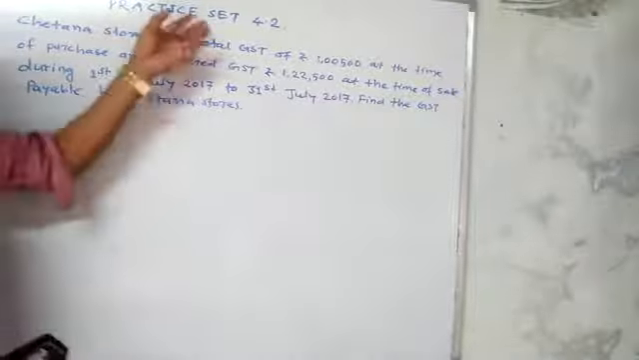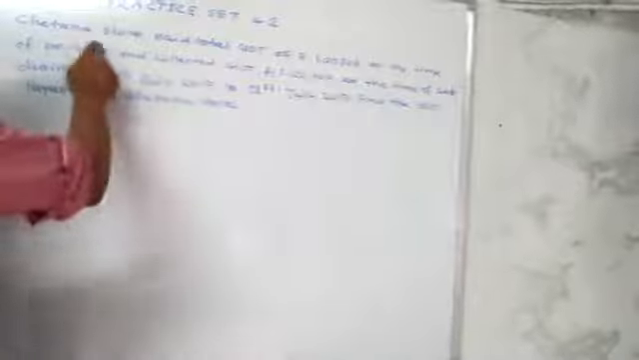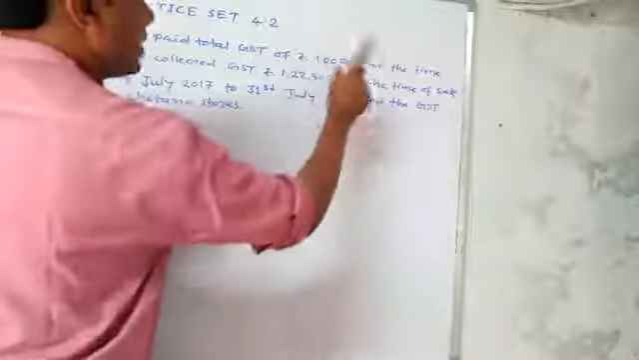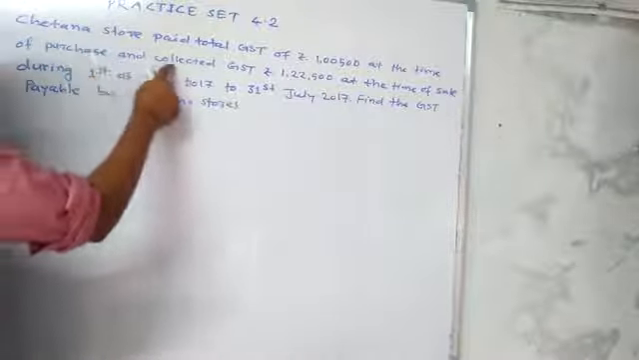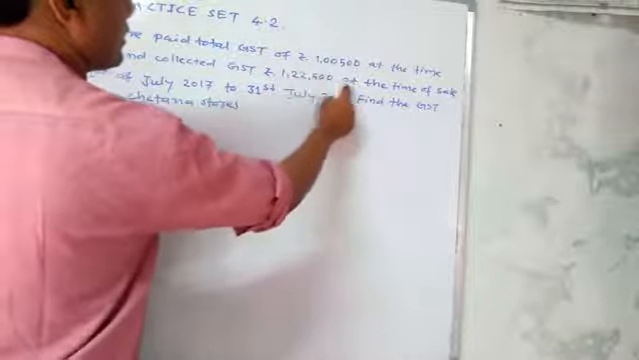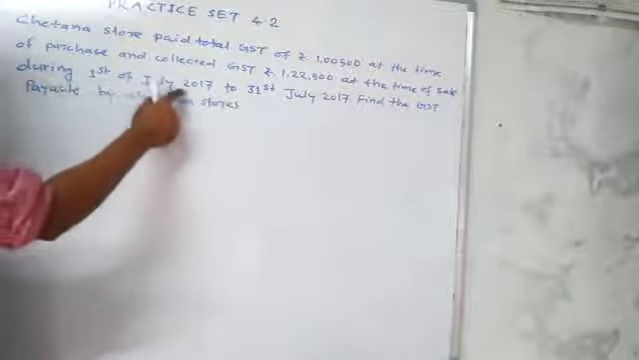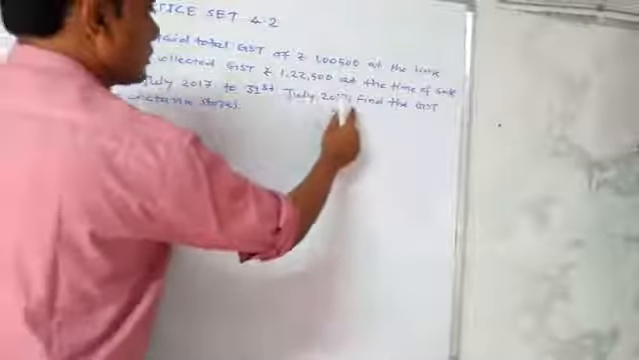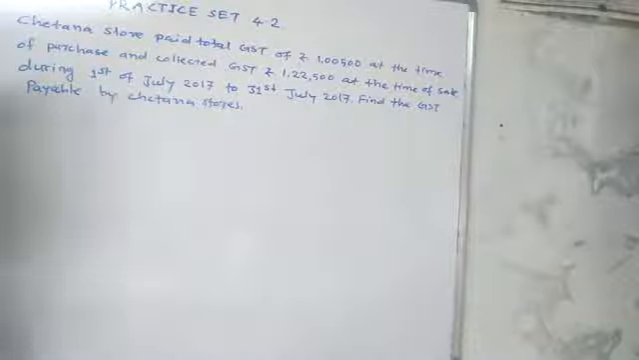Now practice set 4.2. Question first. Chetna store paid total GST of rupees 1,05,000 at the time of purchase and collected GST rupees 1,22,500 at the time of sale. During 1st of July 2017 to 31st of July 2017, then find the GST payable by Chetna store.